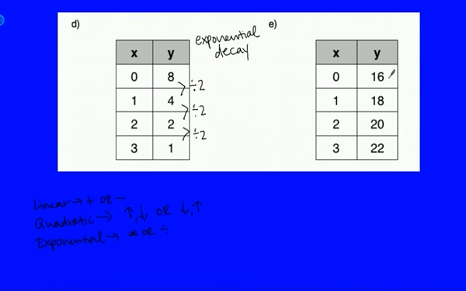On E, we've got 16, 18, 20, 22. So to go from 16 to 18, you'd have to add 2. To go from 18 to 20, add 2. And to go from 20 to 22, you would add 2. So because you're adding each time, that means that you're going to have a linear. And particularly because you're adding, you would have a positive linear function, which means that if you were to graph it, it would look like this.